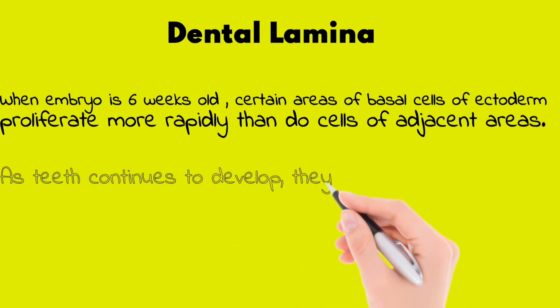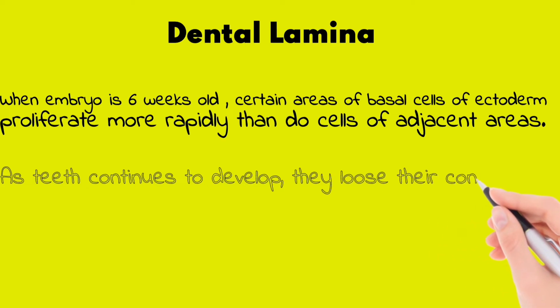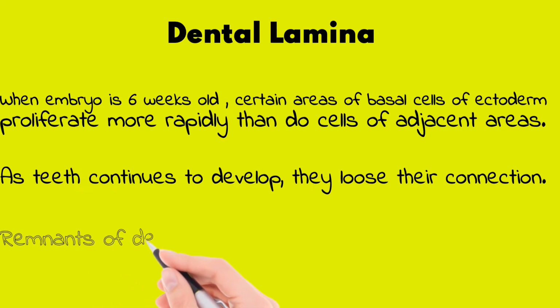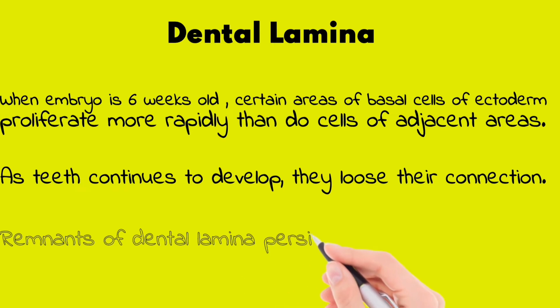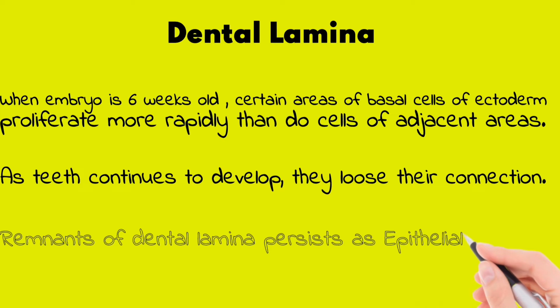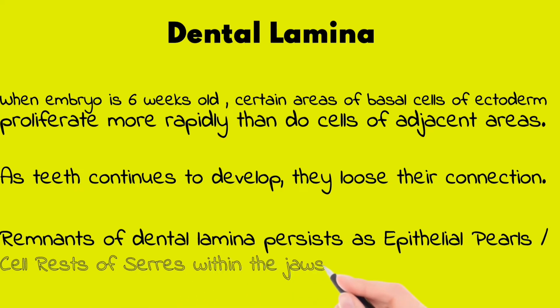Next, we need to understand the fate of the dental lamina. From 6 weeks old to about 5 years old, this dental lamina persists. As the teeth continue to develop after 5 years old, the dental lamina and the tooth lose their contact. But sometimes remnants of the dental lamina may persist and are called epithelial pearls or the cell rests of Serres, which are mainly found in the gingiva region.